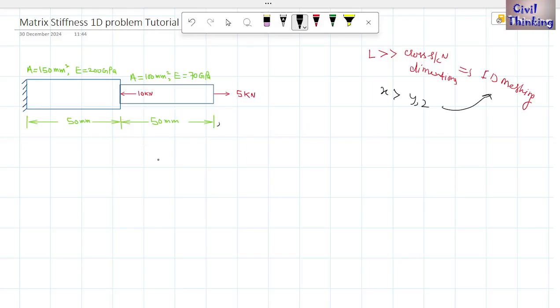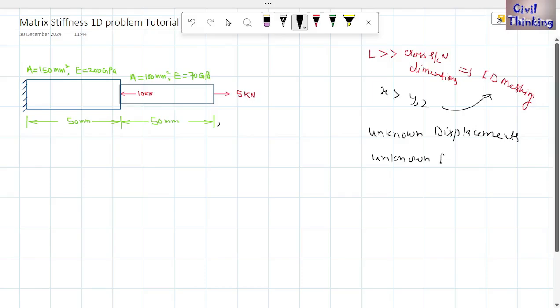Let us begin. Let me solve this problem in steps. So remember what we have to find in this problem. We have to find the unknown displacements and the unknown forces. Okay, let us solve this problem.